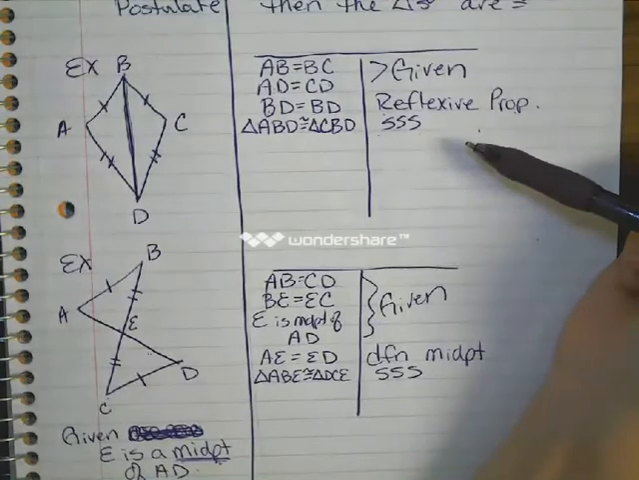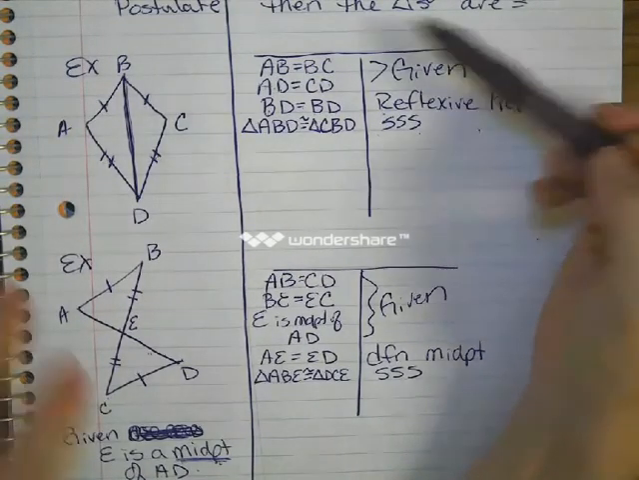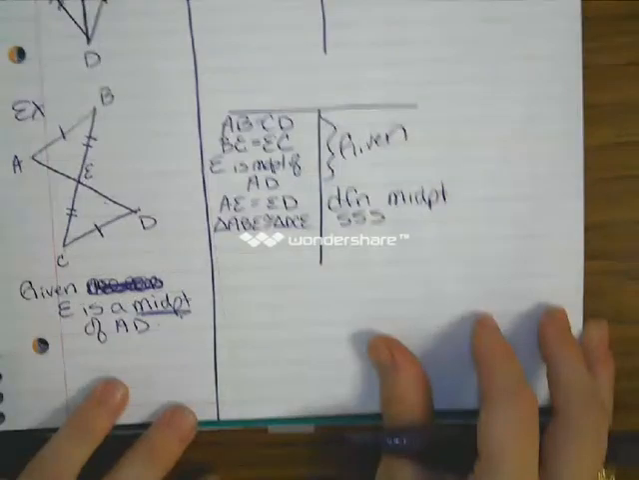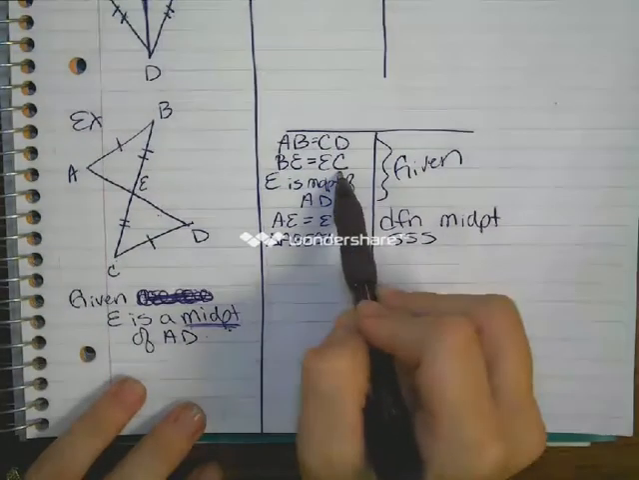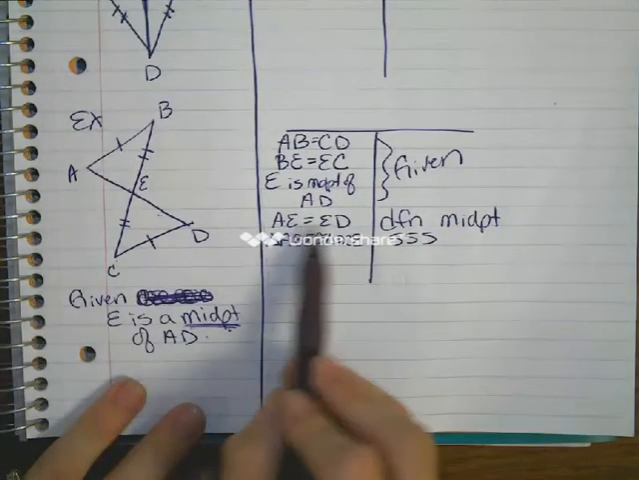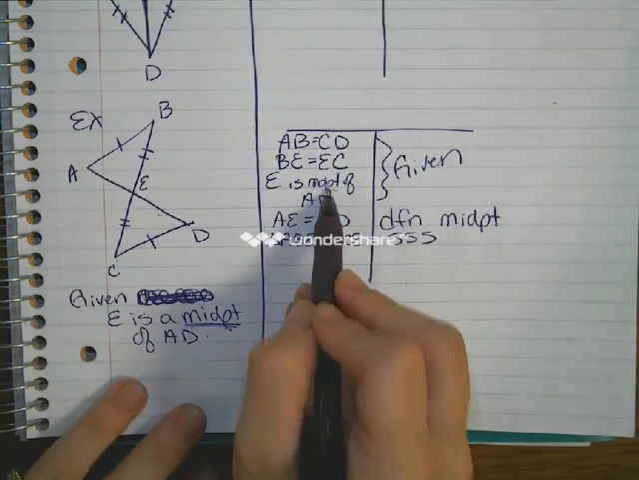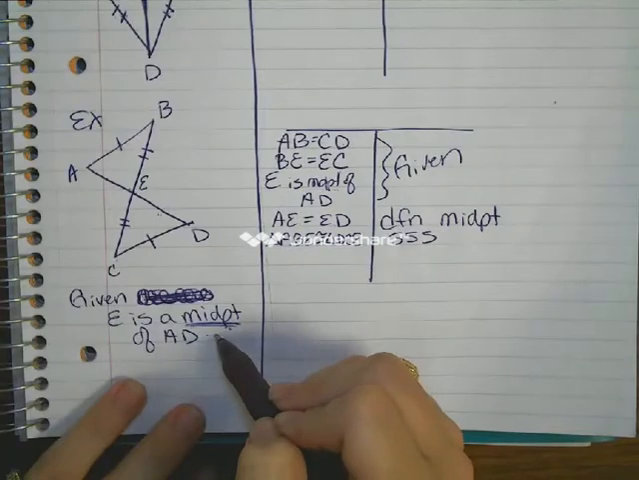Alright, so the next one we were only given 2 sides congruent. And we had to figure out that the third side was congruent because of this word right here. We couldn't just put this down as given because it wasn't in the given statement. We had to justify it, but we pulled out this word to justify it. And then we had 3 sides, so the triangles are congruent by SSS. Alright, I'm going to move on to part 2.